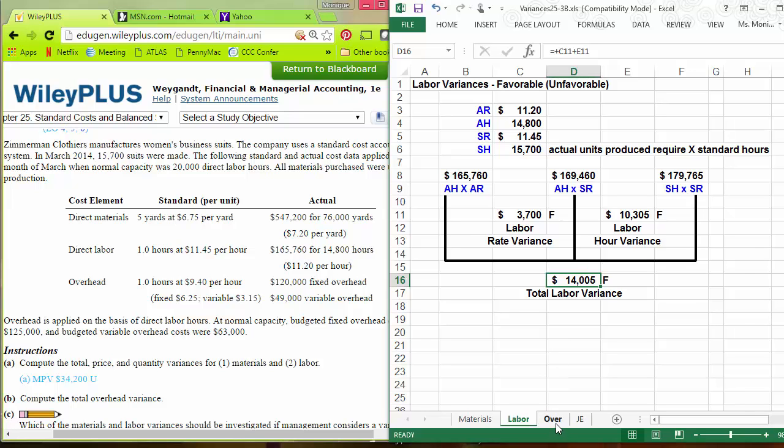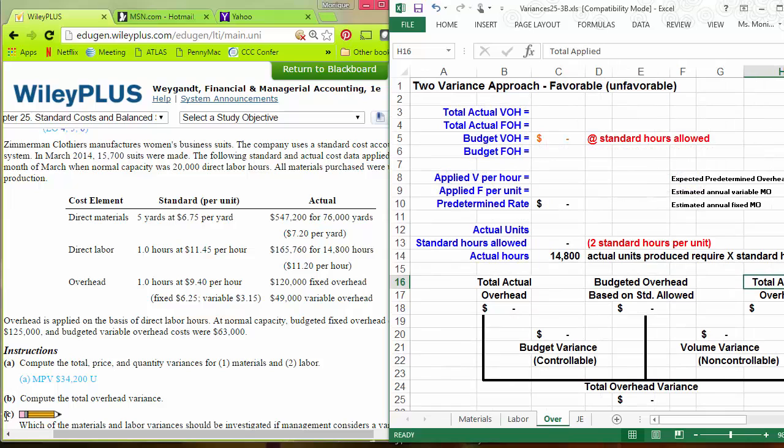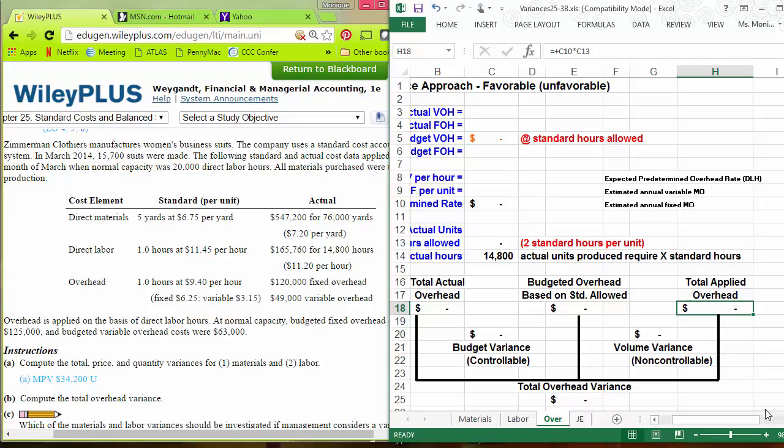And then the last one, B, because I'm not going to do C, but B, compute the total overhead variance. With the total overhead variance, we're not really going to calculate our individual controllable and non-controllable. We're just going to calculate the total. All you got to do is take your total actual overhead costs and get your total applied overhead. So you take the difference between the two, and that will give us the total variance we're looking for.